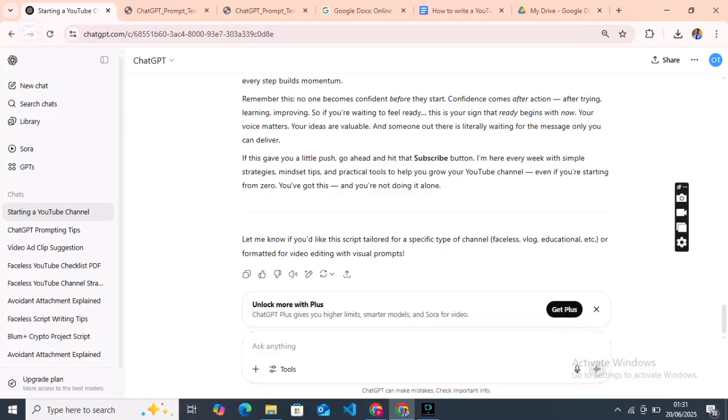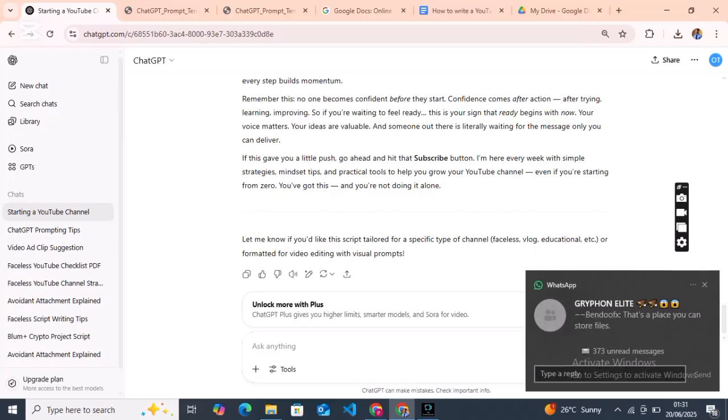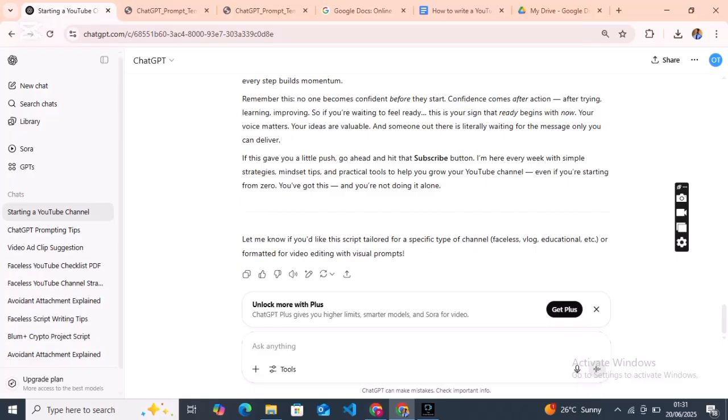Now that you have understood this, it is important that you understand what kind of format you can use in prompting your ChatGPT. I use two formats that really work for me. The first one is what I call the 3C's formula. That means the character, conflict, and change. The first, character, is who the story is about. For example, write me a YouTube script for a beginner who is interested in launching a YouTube channel.